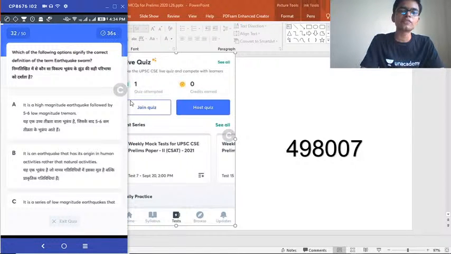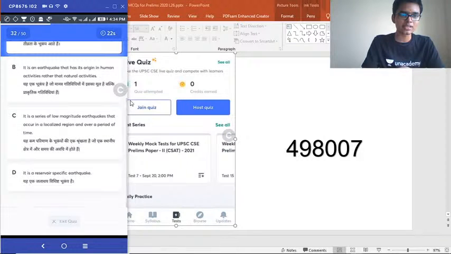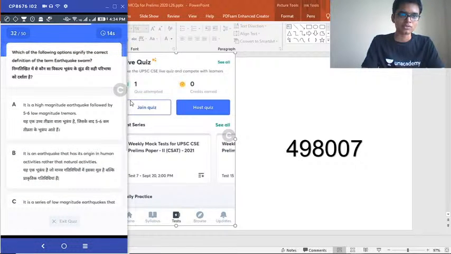32. Which of the following options signify the correct definition of the term earthquake swarm? It is a high magnitude earthquake followed by 5 to 6 low magnitude tremors. It is an earthquake that has its origin in human activities rather than natural activities. It is a series of low magnitude earthquakes that occur in a localized region and over a period of time. It is a reservoir specific earthquake. So which of these given statements best describes earthquake swarm?